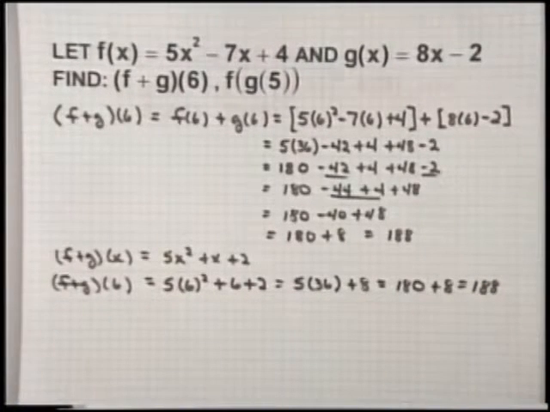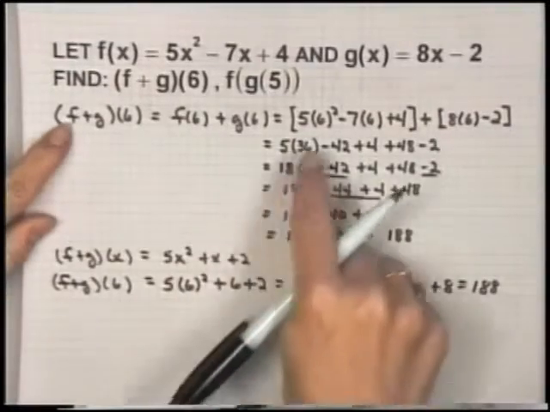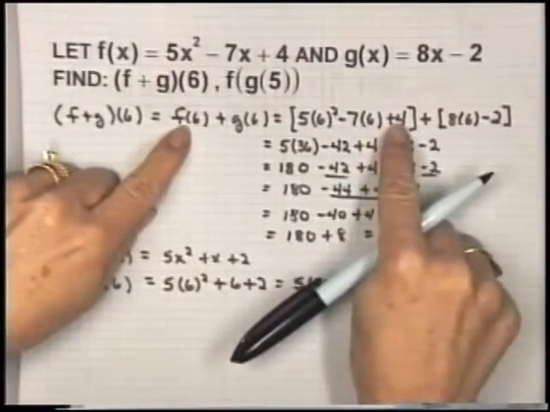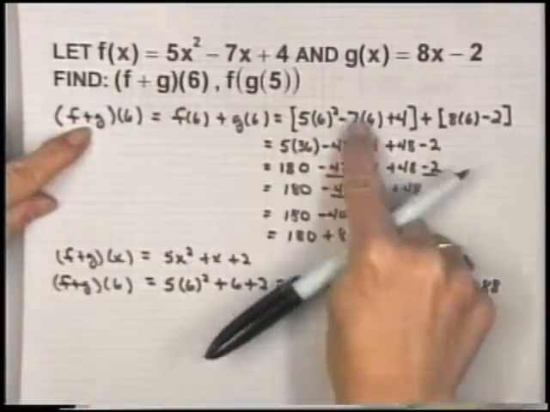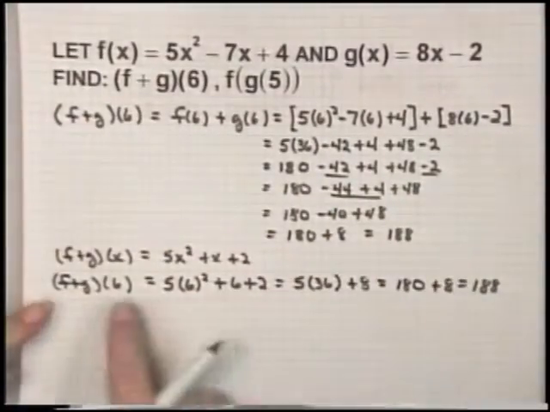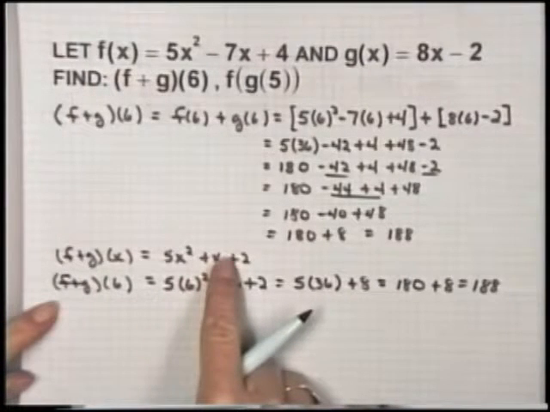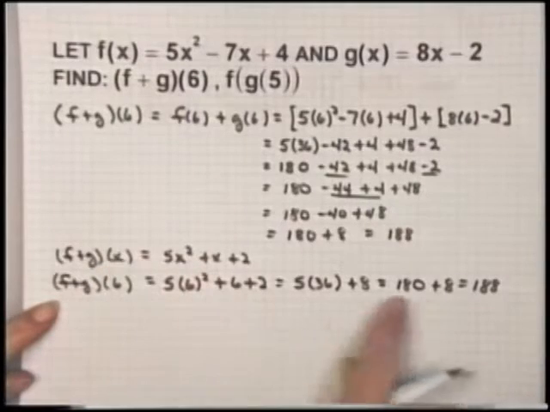So you have this choice of doing this problem. You can evaluate f of 6 and g of 6 and add those together, or you can write it out like we did here, or you can simply go to your expression for f plus g of x and put 6 in place of x there.